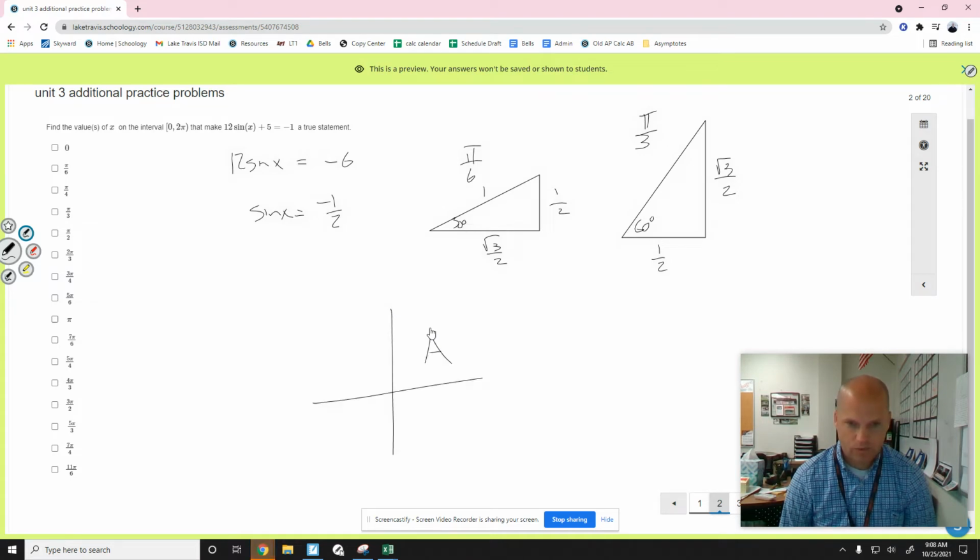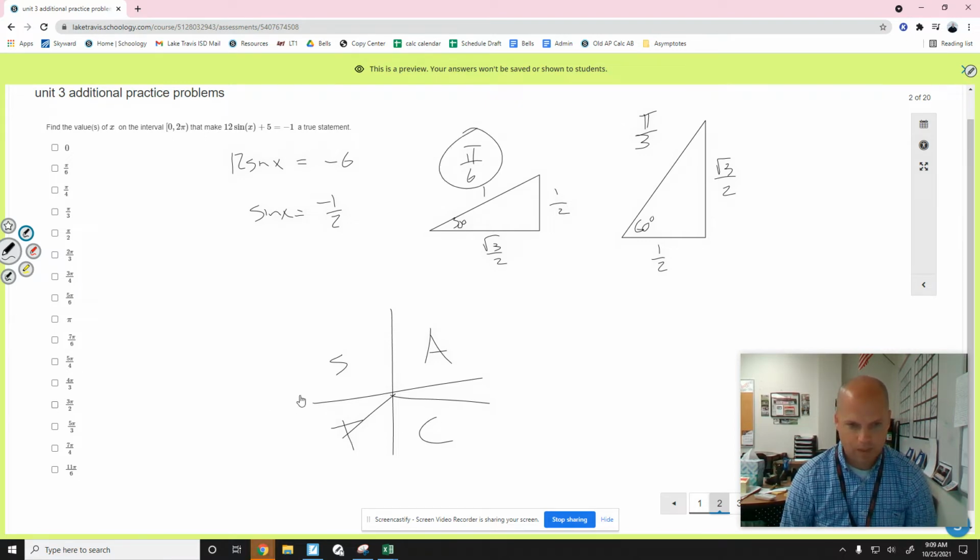And then I use the acronym ASTC to figure out when is sine going to be negative. Sine's positive in the first and second because I'm going up. Sine's going to be negative in the third and fourth because I'm going down. So I want the pi over 6 here and here. Okay, so that's what I'm thinking. The pi over 6s in the third and fourth quadrants.